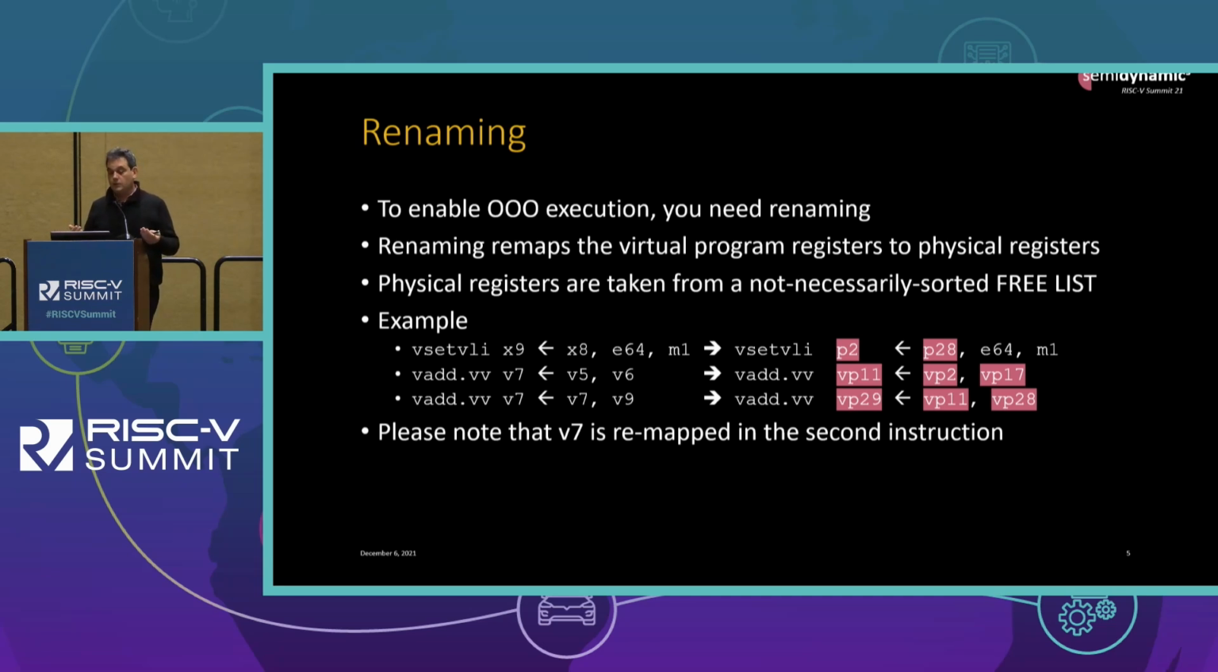And the second instruction, the renamer will say, oh, you want to write also to V7? No problem. You should write into physical 29. So we have two instructions writing into V7 in the machine at the same time. One is going to write into physical 11. The other one is going to write into physical 29.